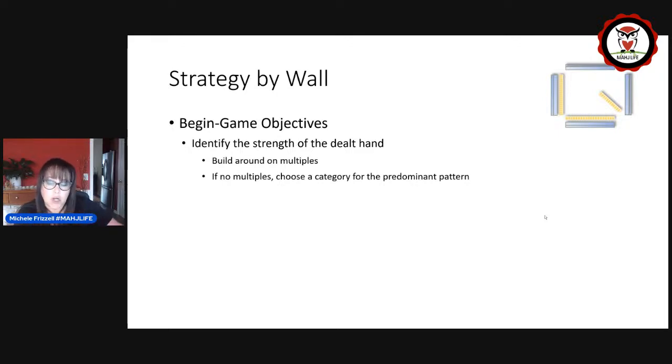So if you target multiples, you're going to be able to build your hand quickly by leveraging multiples from the get-go. If you don't have multiples, choose a category that fits the predominant pattern in your hand. Those are the primary objectives in identifying the strength of your hand. Those two things. Build around multiples. If you don't have multiples, build around the predominant pattern and focus on a category. Gather.